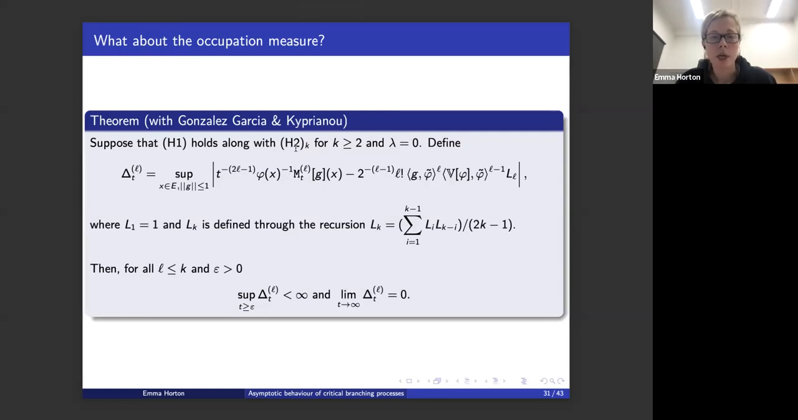And again, under the same assumptions that we had for the previous result, we can show that we can indeed find an explicit normalization in time, which is now 1 over t to the 2k minus 1. And we can find an explicit limit for this quantity. And again, it only includes a term that involves the second order behavior of the branching mechanism, for exactly the same reason that we saw in the previous proof.